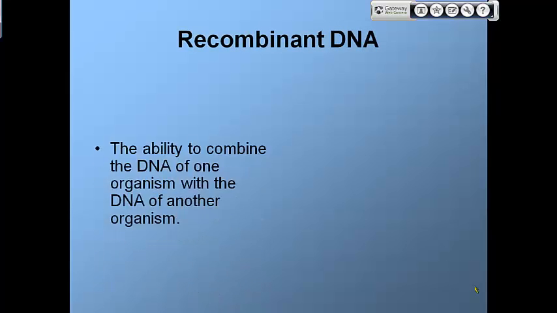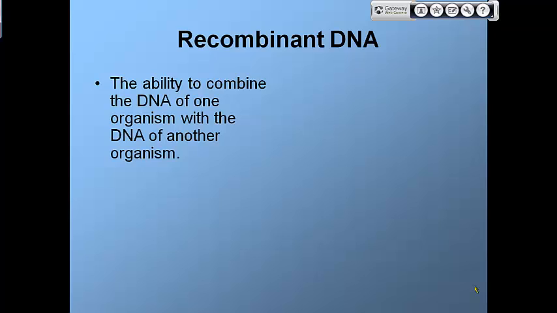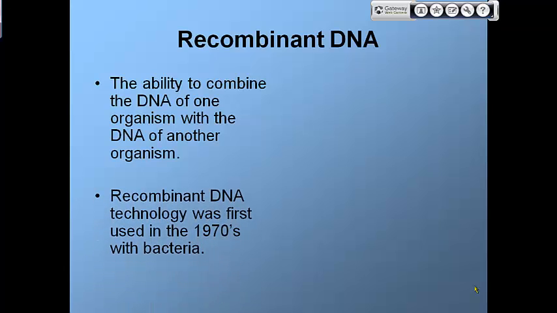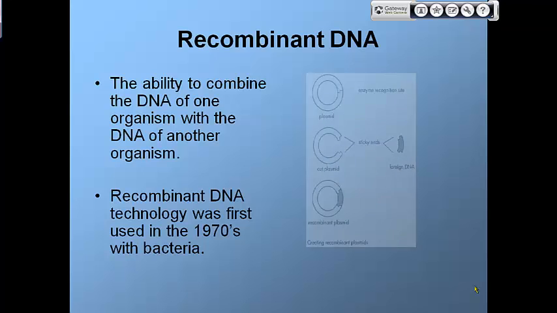Recombinant DNA. What is recombinant DNA? Well, it's the ability to combine the DNA of one organism with the DNA of another organism. It started off in the 1970s with bacteria and has since moved forward. They've actually done it with fish. They've put fluorescent DNA, or DNA that allows the fish to be fluorescent, and inserted it into certain types of fish so that they can see them under the water for cleanup purposes. They've done this with multiple animals now as well, but it started with bacteria in the 1970s.